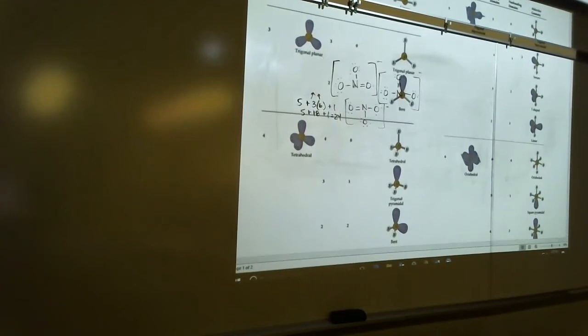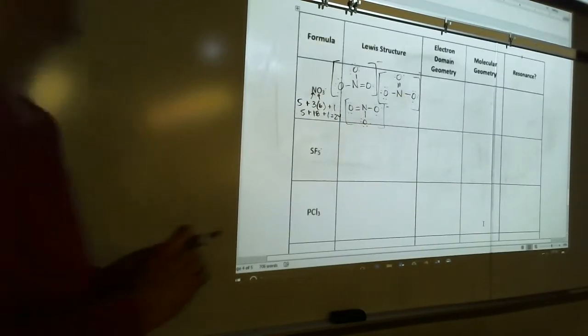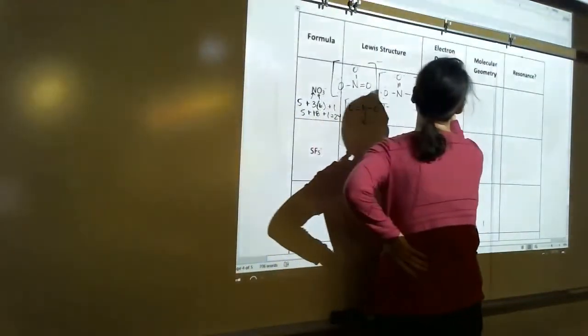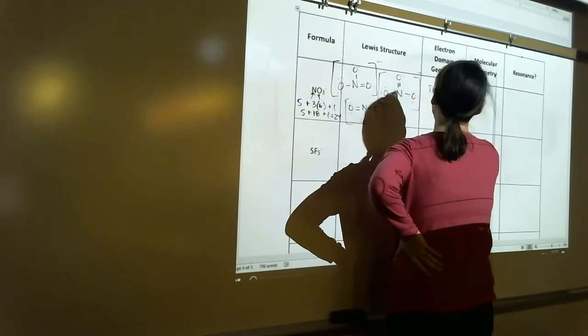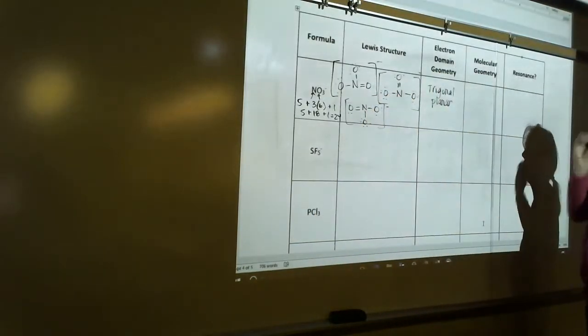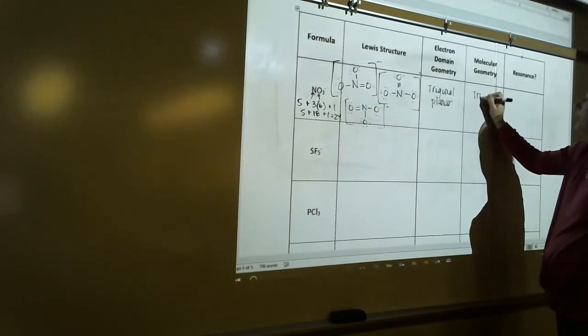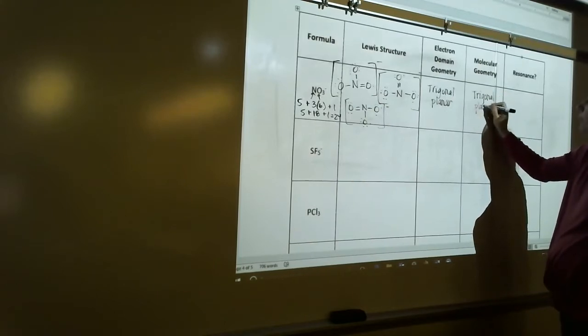And then let's go back to our Lewis structure. Are there any lone pairs on the central atom? No. So what does that mean the molecular geometry is going to be? Trigonal planar as well. What does planar mean? Flat. Right, so this is a flat molecule.